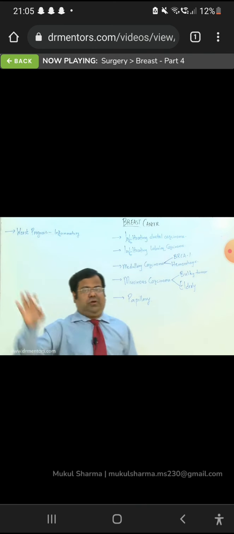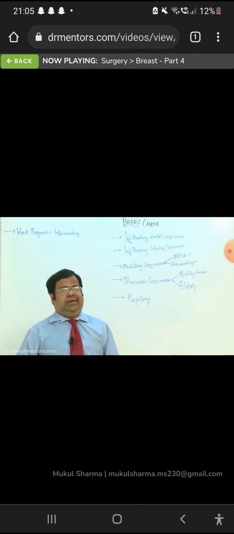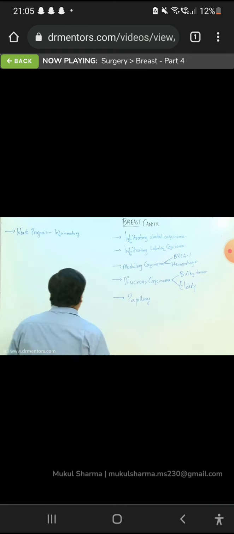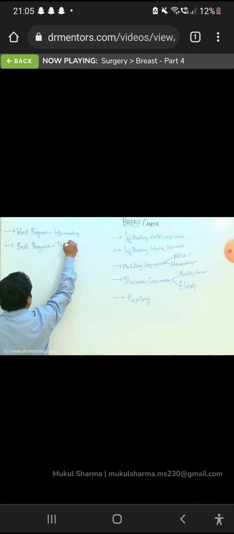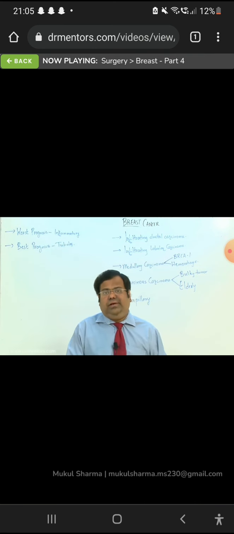The type of breast cancer with the worst prognosis is inflammatory carcinoma of the breast. What happens is there is involvement of the subcutaneous lymphatics. If you are asked which one has the best prognosis, you can say it is tubular carcinoma. Almost 100% survival is seen in tubular carcinoma.